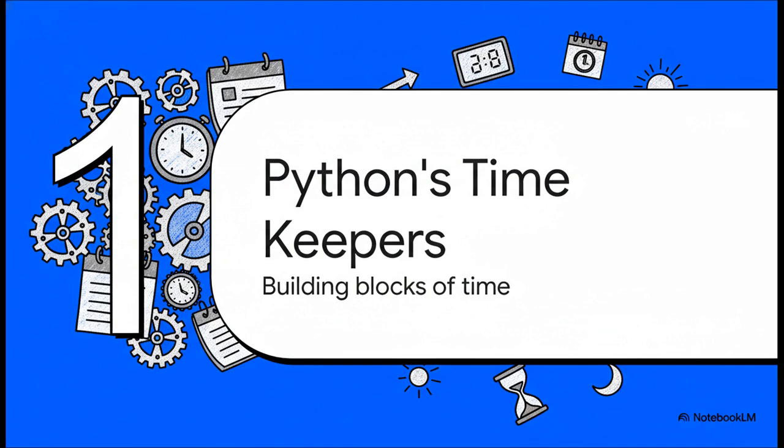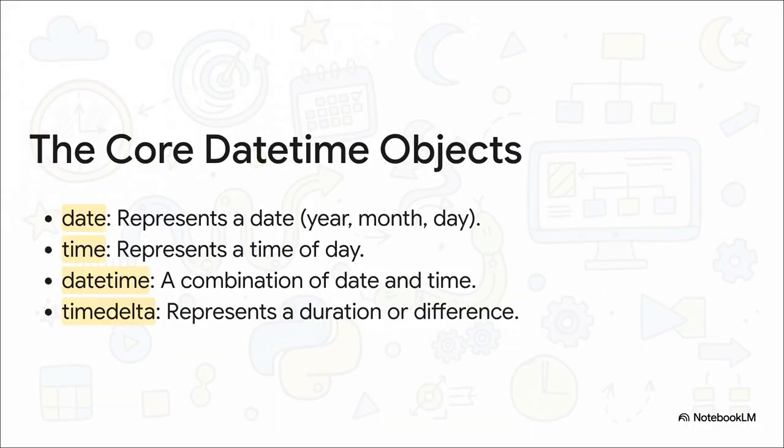Let's start at the very beginning. Before you can build anything cool, you gotta know your tools. And in the world of Python time, that means getting familiar with the core objects in the datetime module. So Python basically hands us 4 main tools. You've got date, time, and datetime. Think of these as pins on a map. They mark a specific point in time.